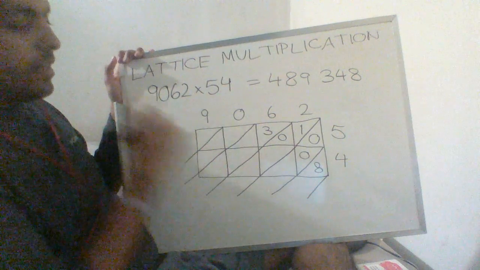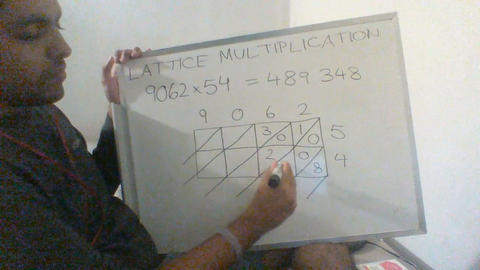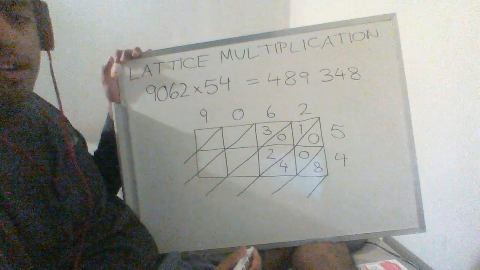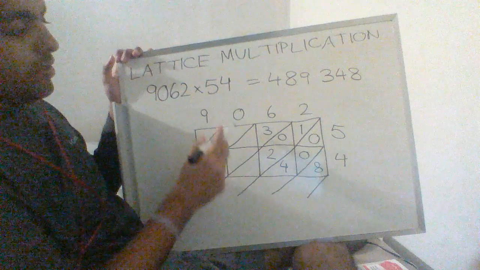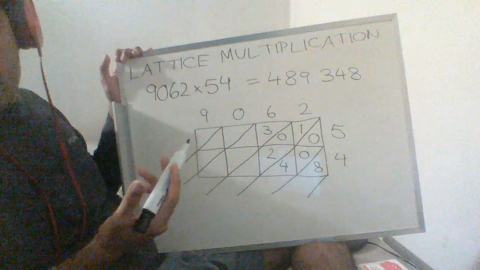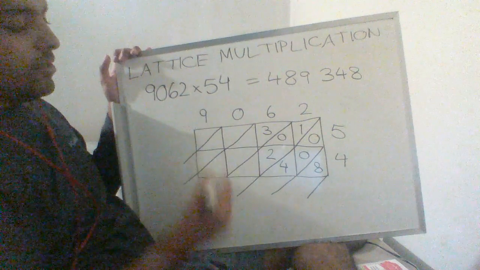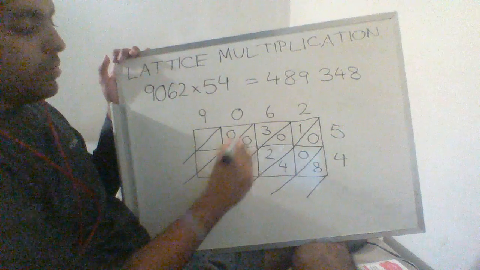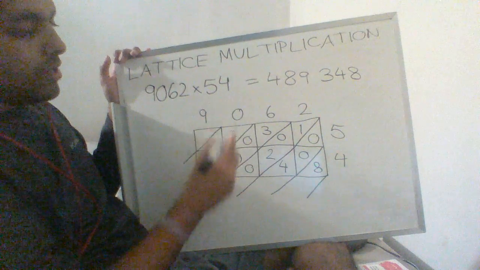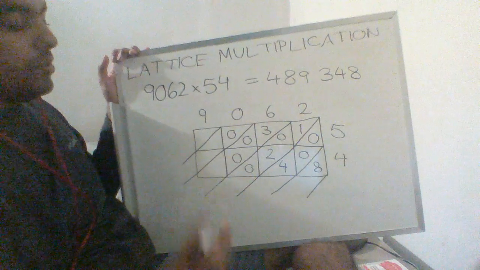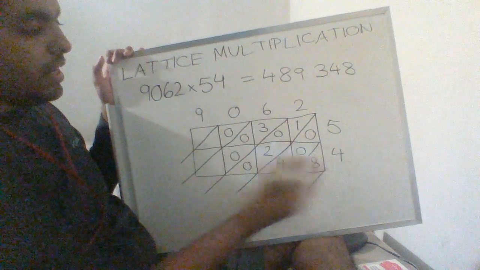Now we do 6 times 5, which is 30. So we put the 3 in the tens place, and we do 6 times 4, which is 24. So that's going to go down here. Now we move over to the 0 here, and that just makes life easy. 0 times anything is 0, so we can just fill this whole column with zeros. 0 times 5 is 0, so I put 2 zeros there, and 0 times 4 is 0, so you put 2 more zeros there.